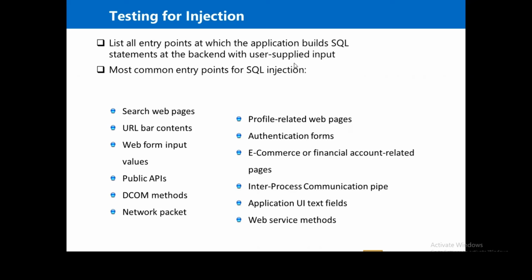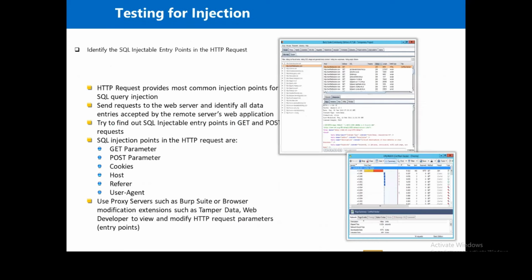So what are the most common entry points for SQL injection? The search page, the URL bar content, the web form inputs, the public APIs, the DOM method, network packets. So these are the various injection points. And to identify the SQL injection entry points, you need to look at the GET parameters, POST parameters, cookie parameters, referral, user agents.